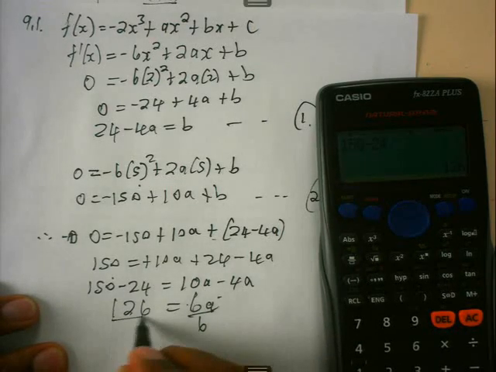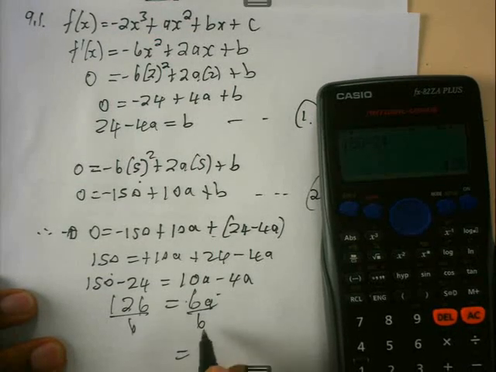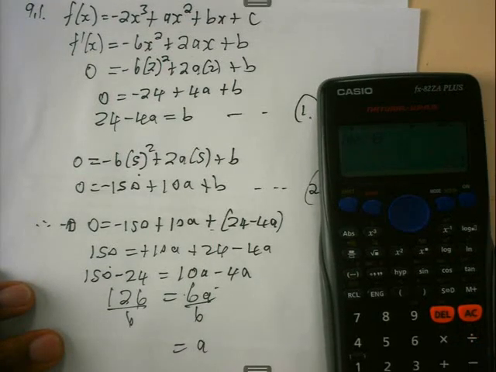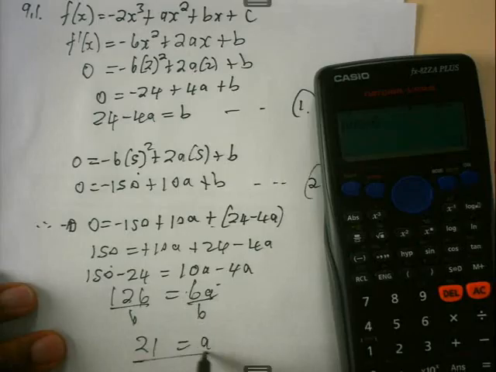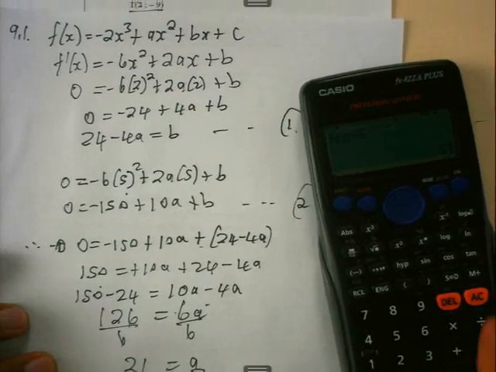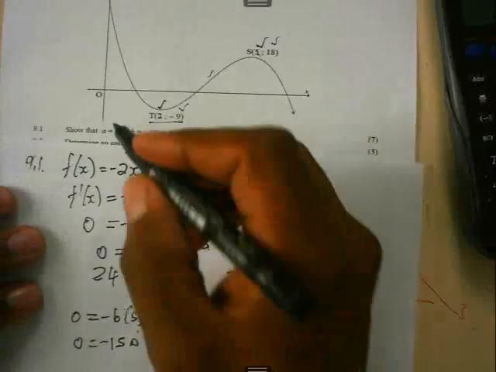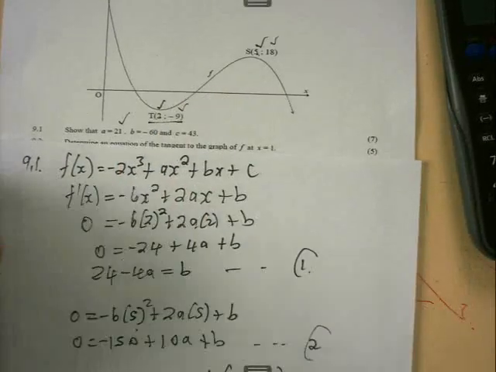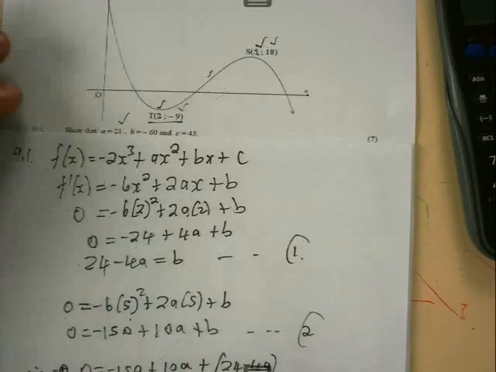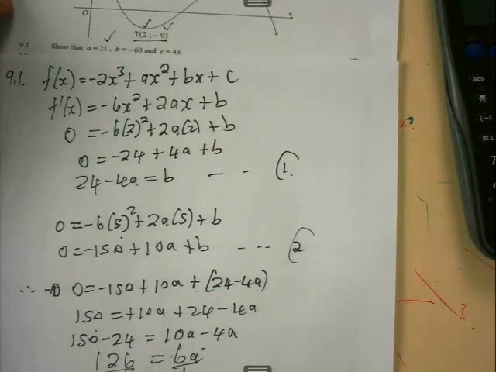Then you divide by 6. Therefore a equals 21. Then we can see we have the value of 21. We can just check here as well. They said we must show that a equals 21. Then boys and girls, we are happy, we have the value of a as 21.